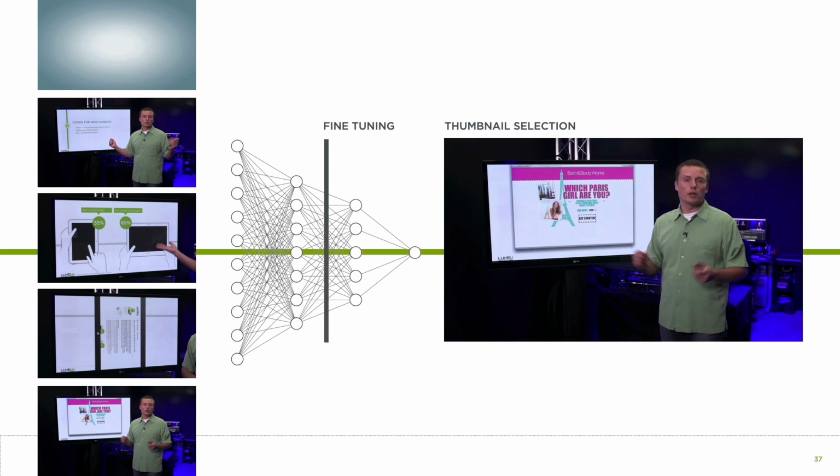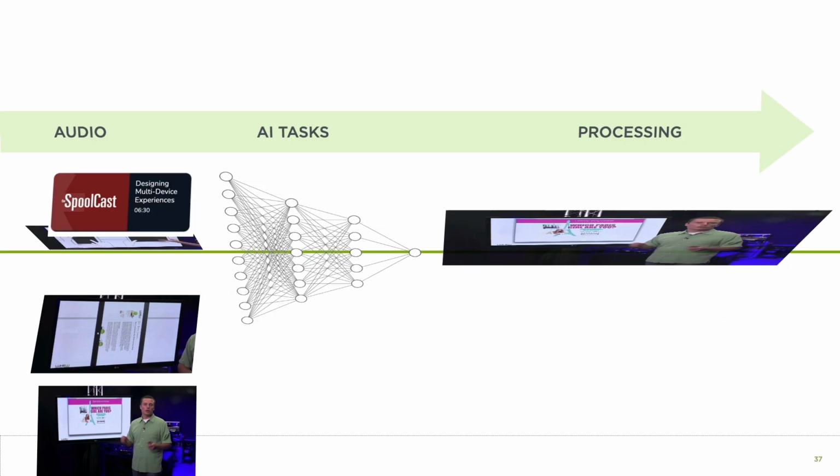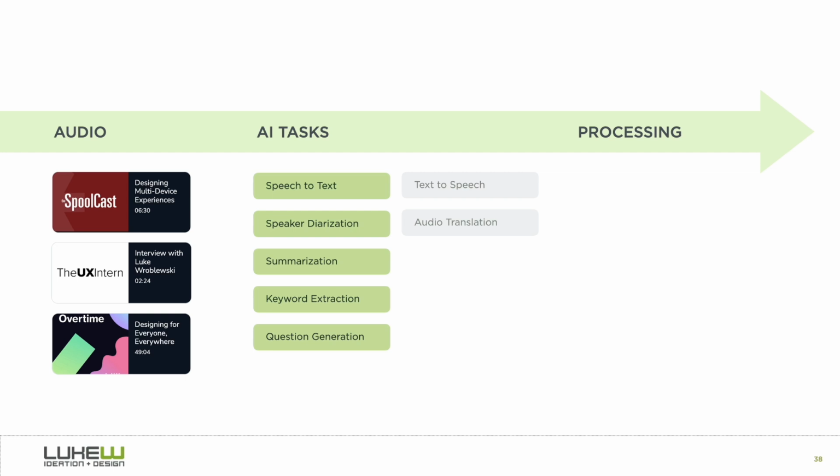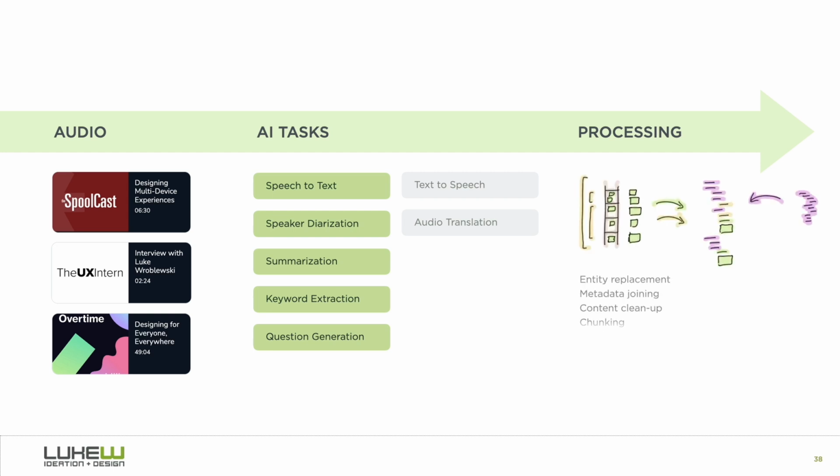a useful thumbnail picker. In addition to video files, we also have a lot of audio, podcasts, interviews, and so on. Lots of similar AI tasks to video files. But here I want to discuss the processing step on the right. There's a lot of cleanup work that goes into making sure our AI-generated content is reliable enough to be used in citations and key parts of the product experience.